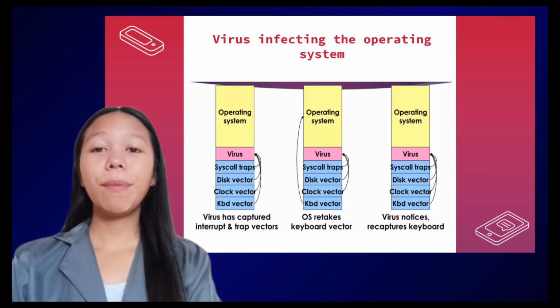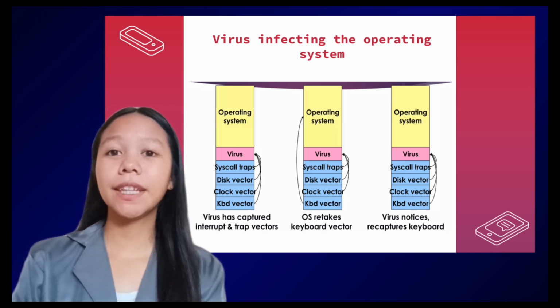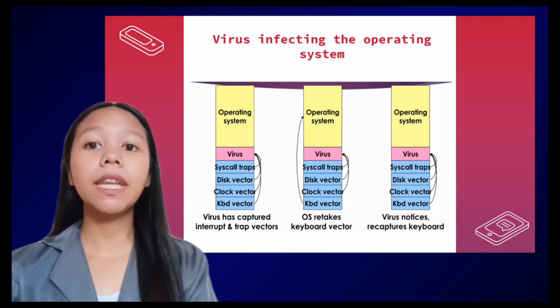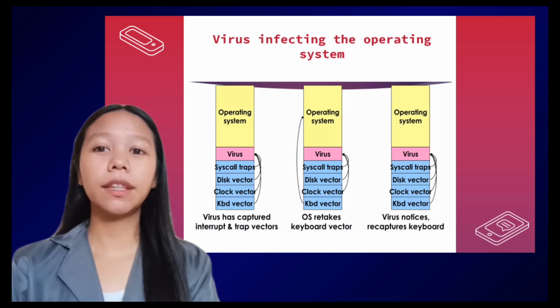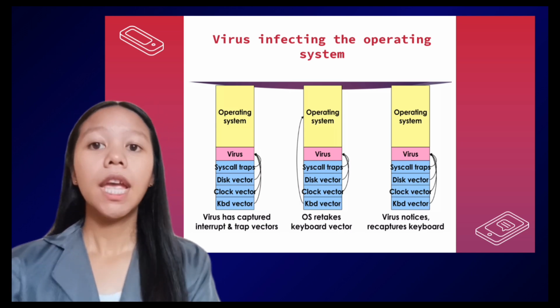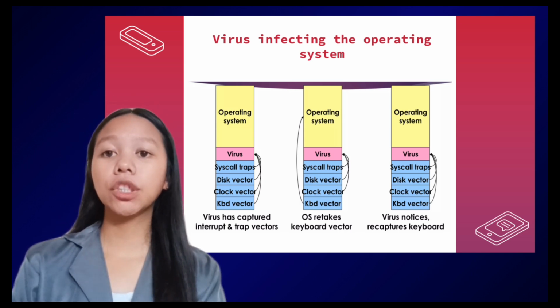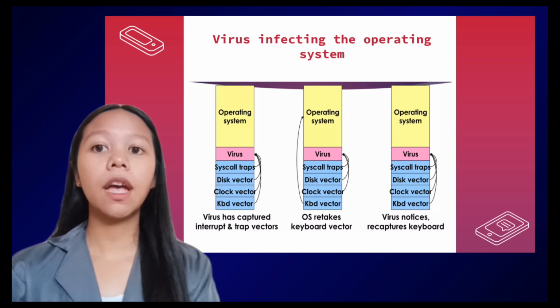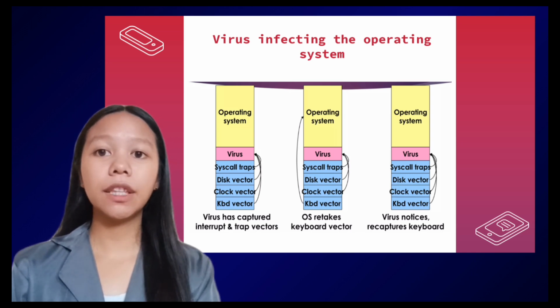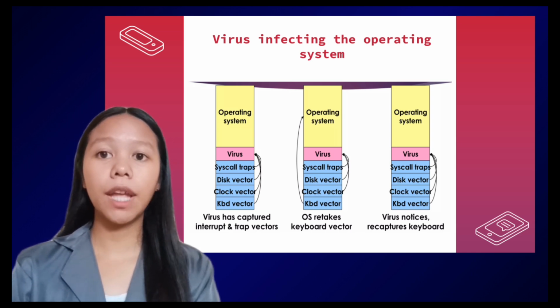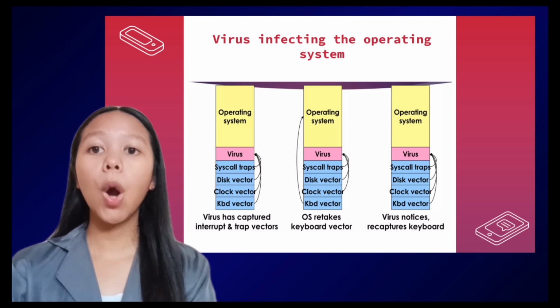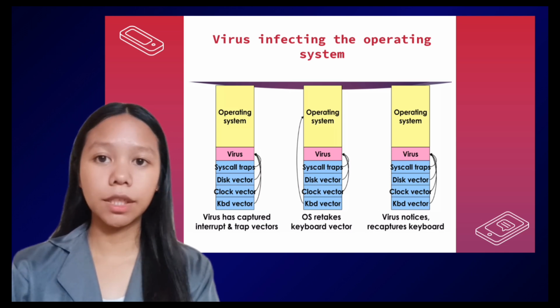This diagram highlights how viruses can embed themselves deeply in the operating system by targeting interrupt and trap vectors. It also shows the dynamic struggle between the virus and the operating system, emphasizing the complexity of virus behavior and the challenges in removing or neutralizing such infections.